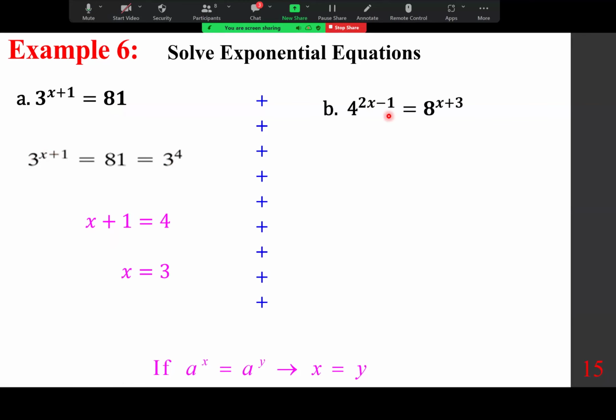4 to the power of 2x minus 1 is on the left. 8 to the power of x plus 3 is to the right. We don't see the same base. However, we should know 4 can be replaced with 2 squared. 8 can be replaced with 2 cubed.